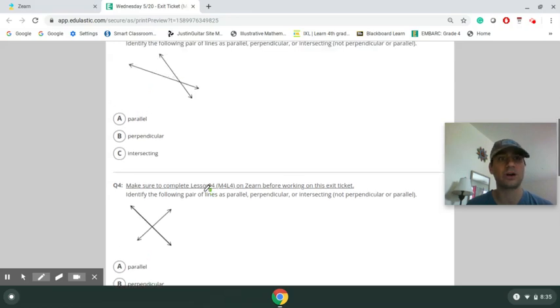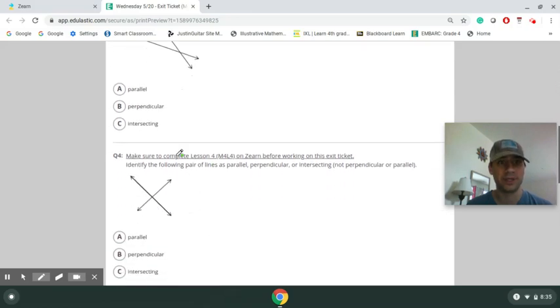And then that's 3. For 4, again, are these parallel? Are they perpendicular, or are they intersecting? And I'll give you a little clue here for the last one. This creates a right angle. They create 90-degree angles here.